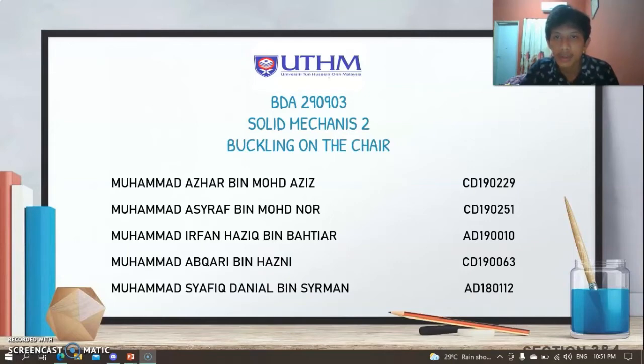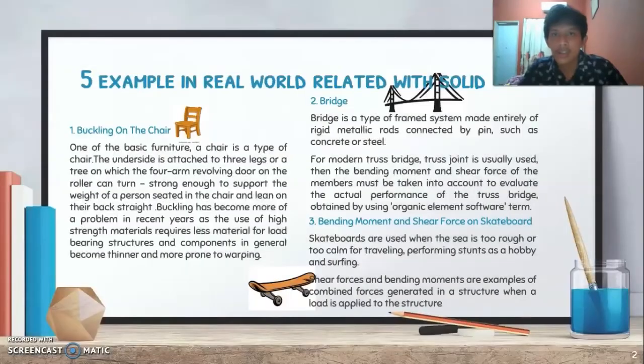We'll talk about our report. The five examples in the real world related with solid. The first one is our case study. We'll talk about buckling on the chair.